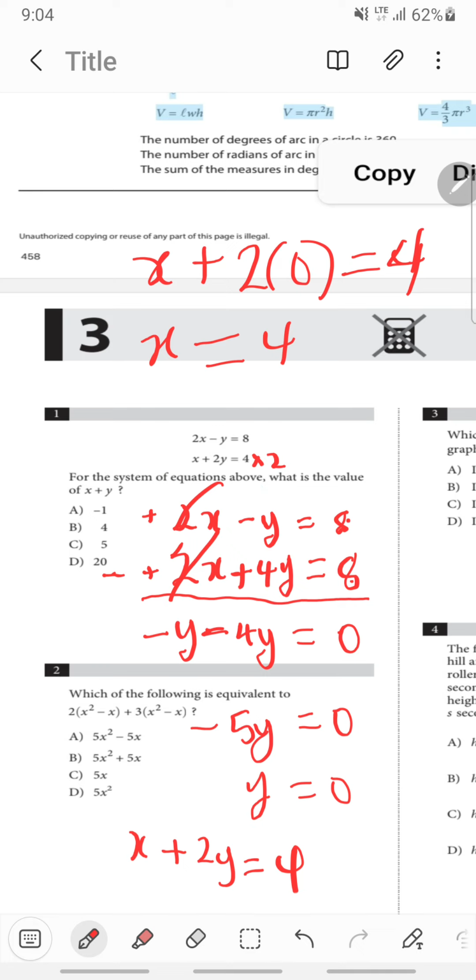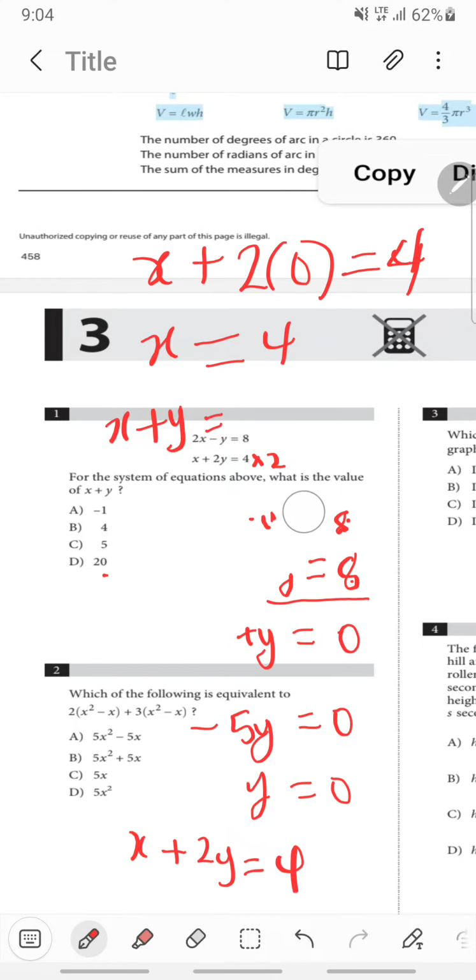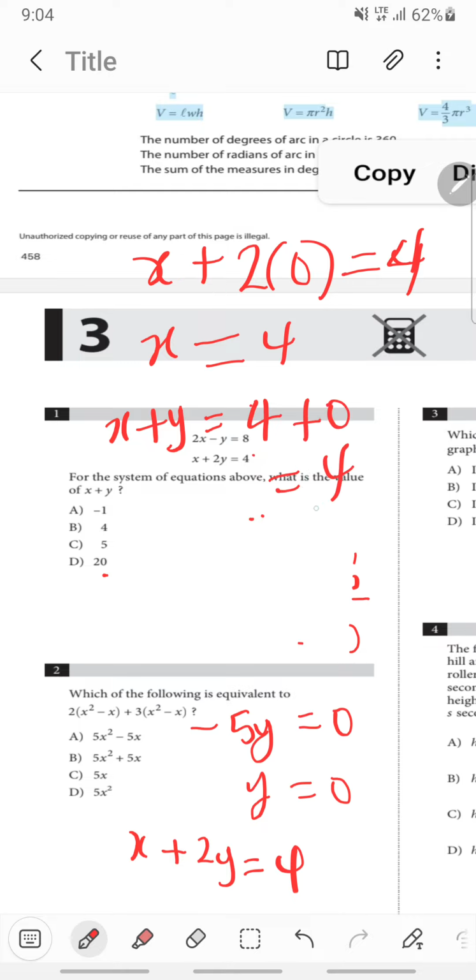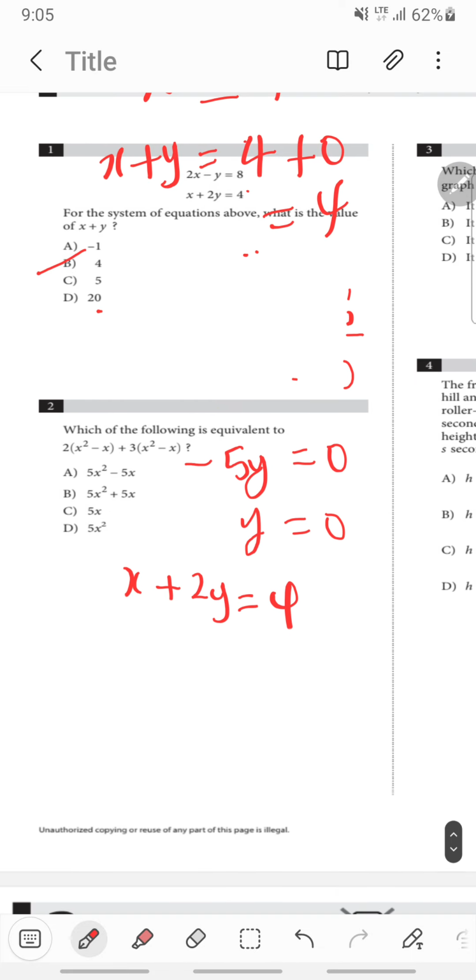So to solve for this particular question, x plus y is equal to x is 4 and y is 0, so 4 plus 0, it's equal to 4. The final answer to that question is B. So the option for that is B. That is about that.